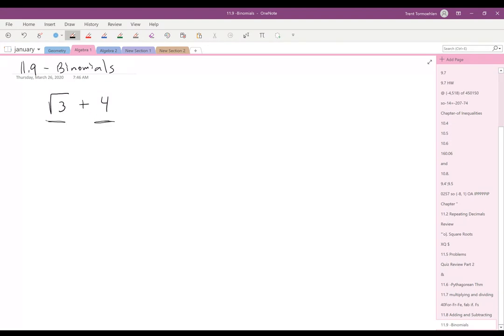We could estimate them and put them together, like the square root of 3 is around 1.7 something, and so we could get an estimate for this answer. But it's irrational, so we can't actually go through and add that to a rational number. So we leave them in what we refer to as a binomial form. This could be considered a binomial form, two terms.